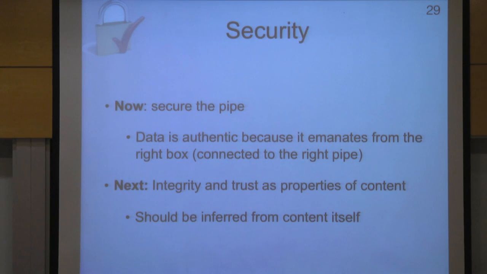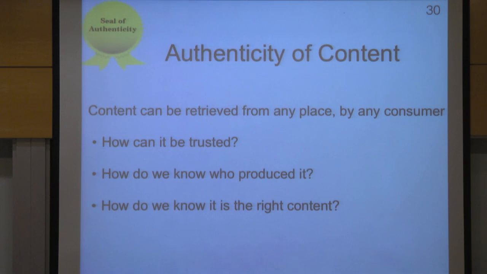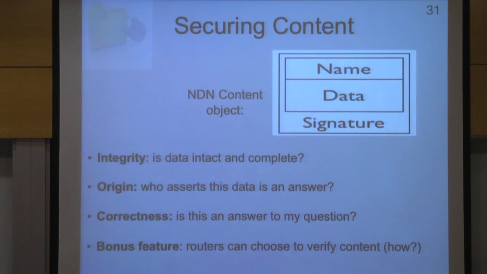So the keystone of security is the content itself and its properties. It can be retrieved anywhere, any place, and the only thing that's important is who produced it, right? Its name pretty much tells you who produced it. Then the question becomes, how can we trust that content? How do we know it's right, et cetera? All good questions.